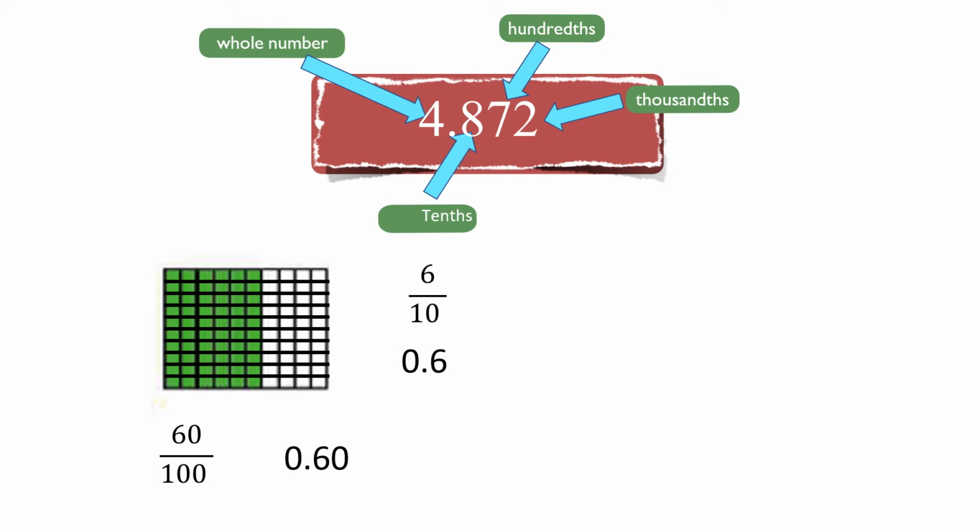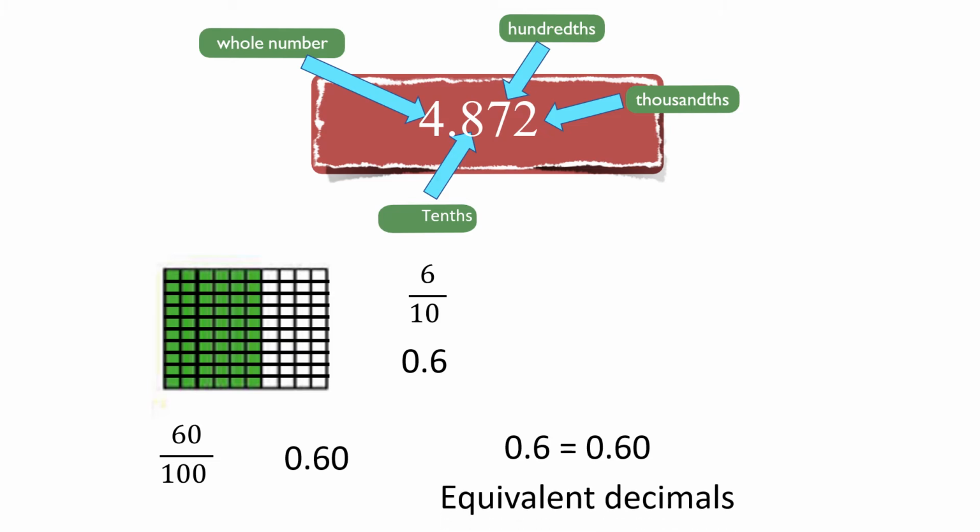Here, I didn't shade anything more. So 6 over 10 and 60 over 100 represent the same shaded parts in that shape. Because they represent the same shaded parts, they are equal, and are named equivalent fractions, and 0.6 and 0.60 are named equivalent decimals. So I can say that 0.6 equals 0.60. If you put any zeros on the right of the decimal number, the value of that number doesn't change. Okay, let's get back to our lesson now.